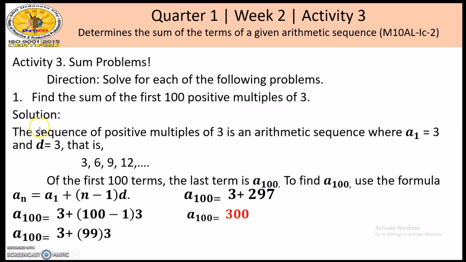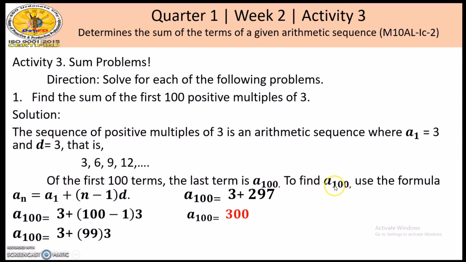So for your solution, the sequence of positive multiples of 3 is an arithmetic sequence where a sub 1 is equal to 3 and the common difference is equal to 3. That is the sequence 3, 6, 9, 12, 15, and so forth. Of the first 100 terms, the last term is denoted as a sub 100.